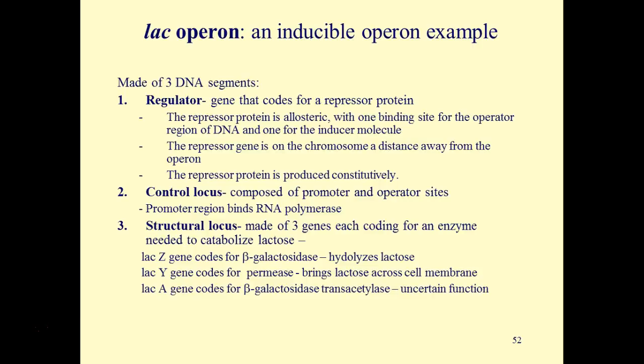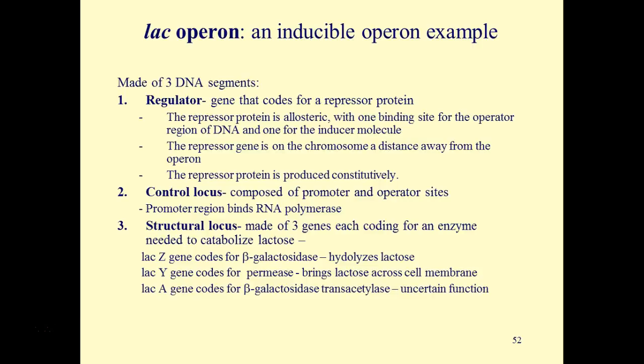So you remember the operator region. The operator region is where RNA polymerase binds to make messenger RNA. The repressor gene on the chromosome is going to be a distance away from the operon. So it's not contiguous, it's not right next to the operon, but it is at another site on the circular chromosome. The repressor protein is going to be produced constitutively. That means it's being made all of the time. It doesn't turn off and turn on, it's made all of the time.